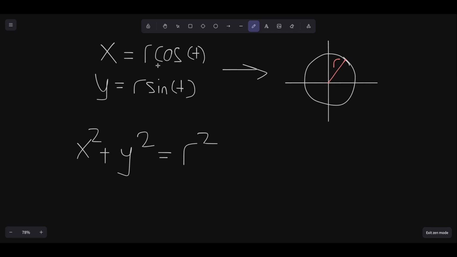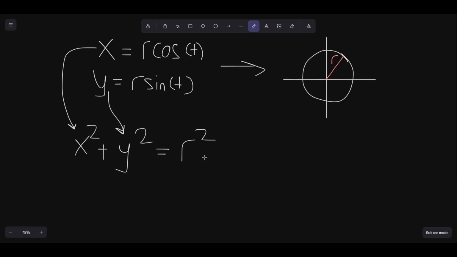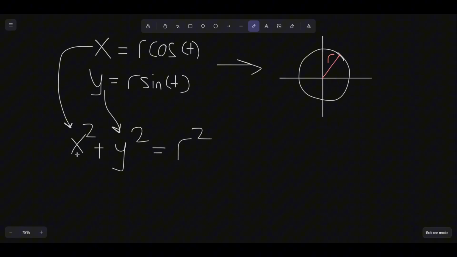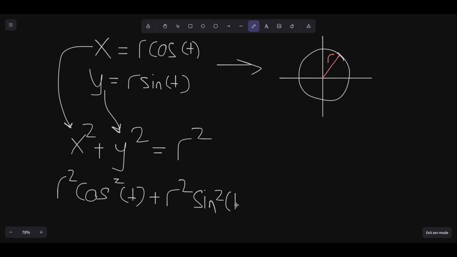So for x, let's substitute r cosine of t. We said how if we're able to define a relationship between x and t and y and t, then I can still substitute everything back into the original equation, and it still should be equal to r squared. So let's do it. If I substitute in x squared here, I'm just going to get r squared times cosine squared of t. And if I substitute in r sine of t here, I get r squared times sine squared of t. And then all of this is equal to r squared.